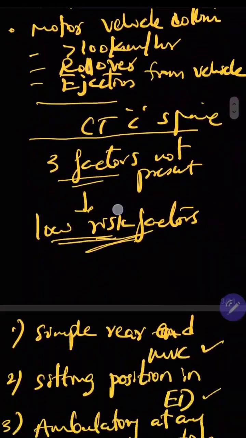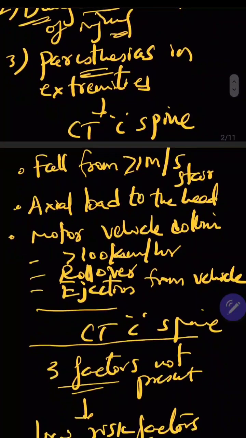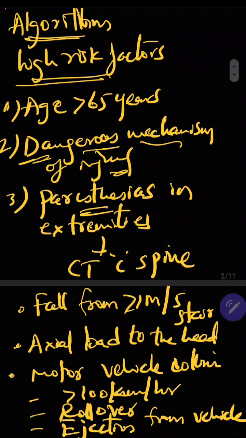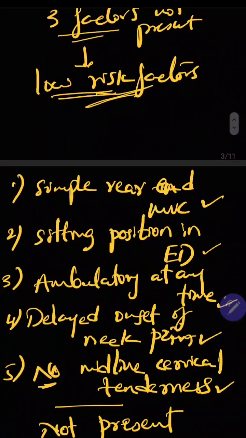So in Canadian CT C-spine rule, there are three high risk factors, which are age more than 65 years, dangerous mechanism of injury, and paresthesia in extremities. If any of these three risk factors are present, you have to do CT C-spine. And if not present, then you have to go to low risk factors.